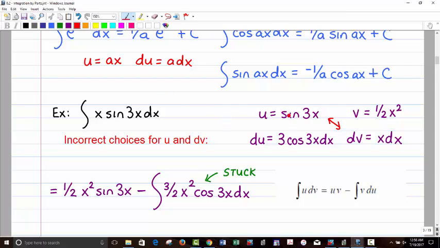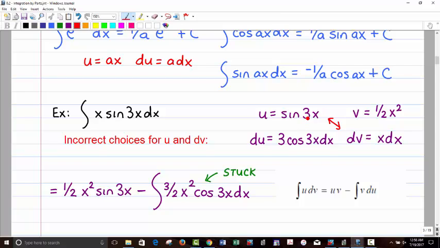Now the one thing to keep in mind when you choose the u and dv: whatever dv is, at a minimum dv is going to have dx with it. There are problems where dv could just be dx only, but dv includes dx because it is a derivative. dv means it's the derivative of v. So one part's a derivative, one part's not a derivative. So I said, let's let dv equals x dx, and then u is sine of 3x.